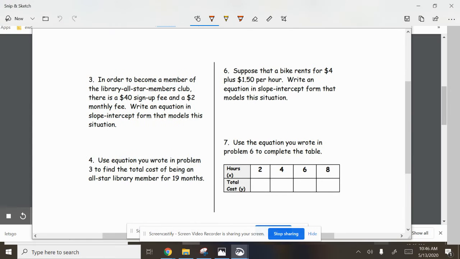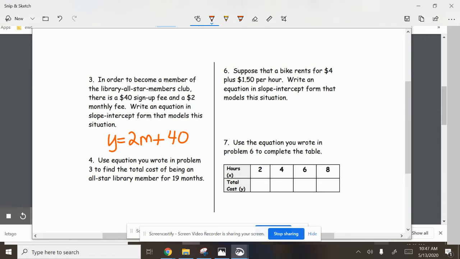All right. Now, in order to become a member of the Library All-Star Members Club, there is a $40 sign-up fee and a $2 monthly fee. Write an equation in slope-intercept form that models the situation. Go for it. You can pay $40 to start, and it's $2 per month.